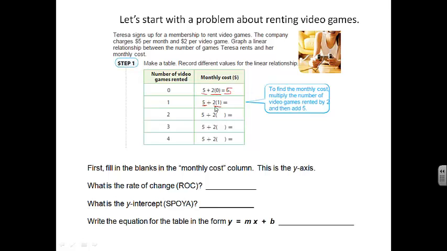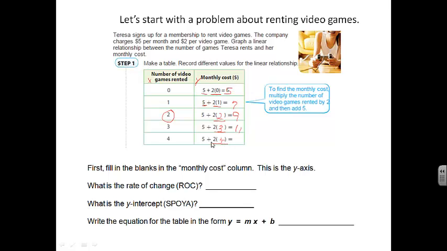So if we rent one game, 5 plus 2, 2 times 1 is 2, is 7. And now if we rent 2 games, and we're getting this number from right over here in the x-axis of our table. So 5 plus, and we've got to do parentheses first, 2 times 2 is 4, so this is 9. If we rent 3 games, we've got to do that first because it's parentheses. 5 plus 6 is 11.